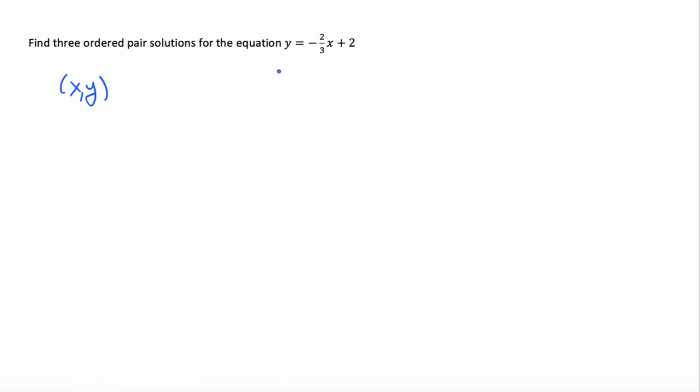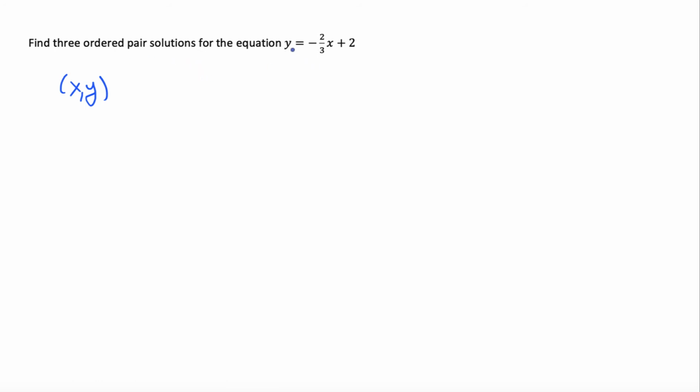Another thing to remember is that there are two variables. As long as we plug in a number for one of the variables, we should be able to work backwards and isolate the other variable. That's the nice thing about a two-variable equation: plug in a number for one of them, and we should be able to find the value of the other. Here we want to find three ordered pair solutions.